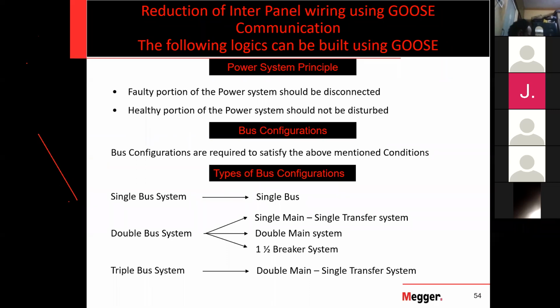There are various bus configurations: single bus, double bus, triple bus, etc. Why should these types of bus arrangements come? There is a logical understanding behind it, why we should have all these things.